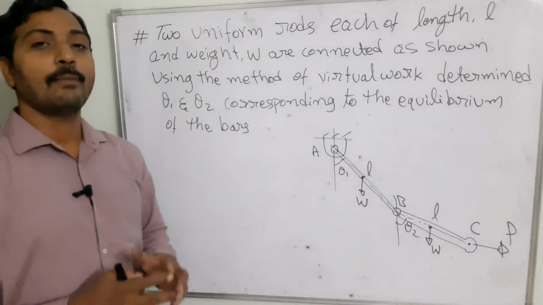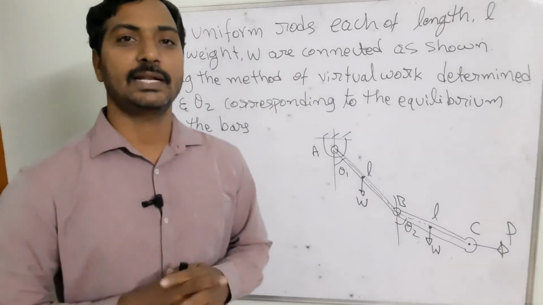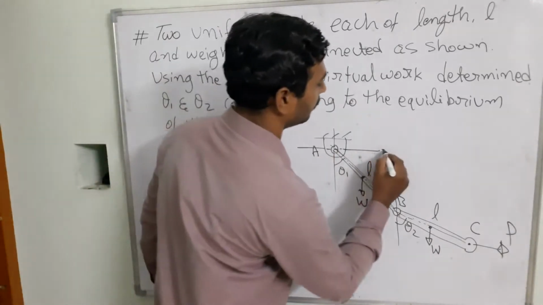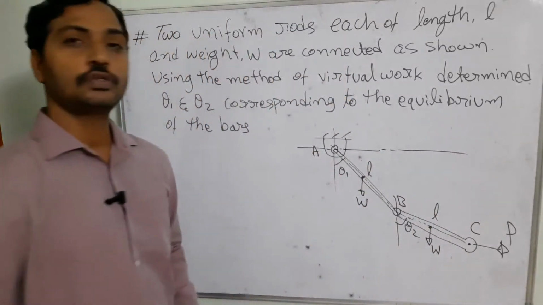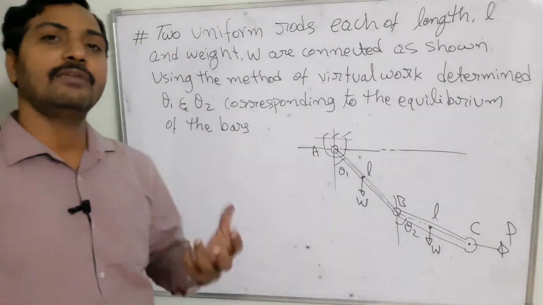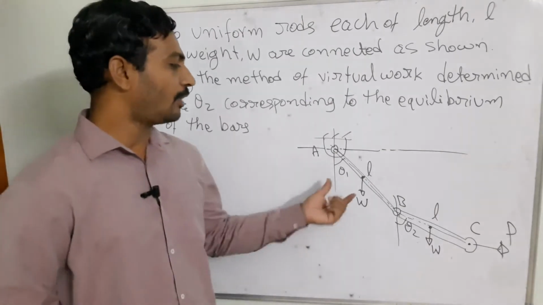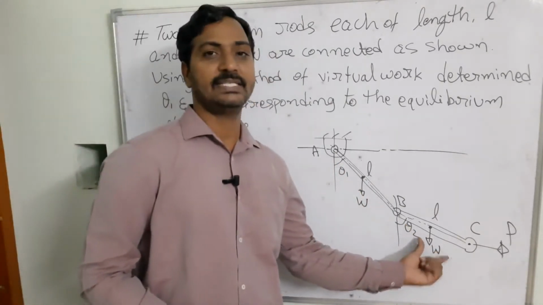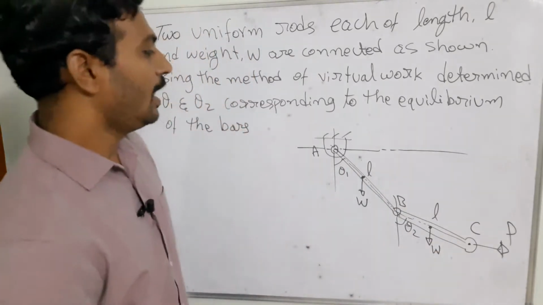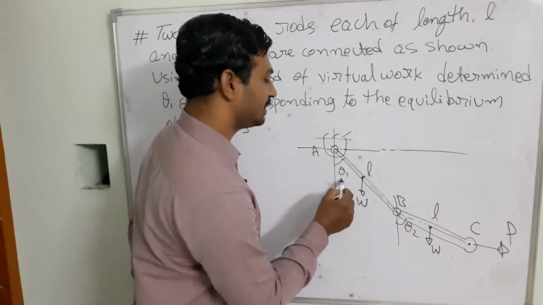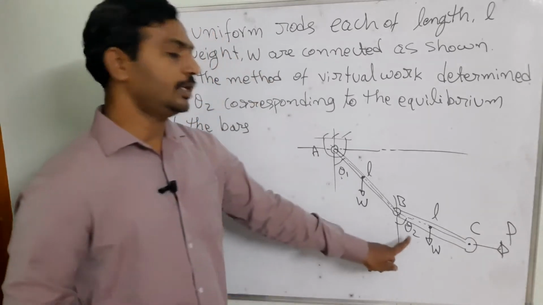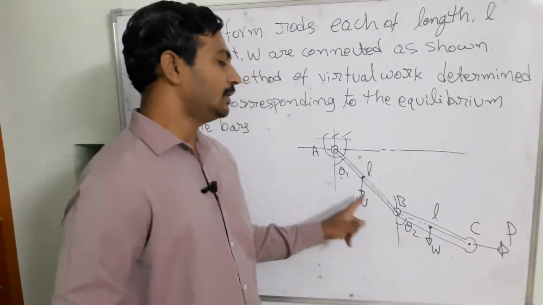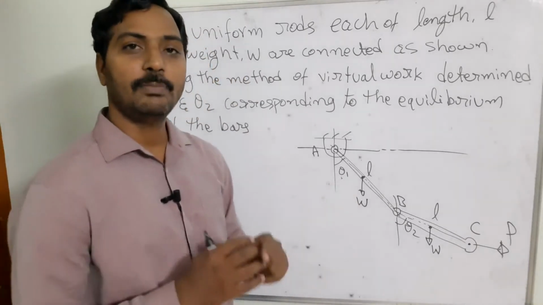For this, I am going to take a coordinate system at a constant reference, with A as the reference. I am going to give a virtual displacement to the link AB one time and to the link BC another time. When I give the displacement theta 1, theta 2 is kept constant, and when I give the displacement theta 2, theta 1 is 0.